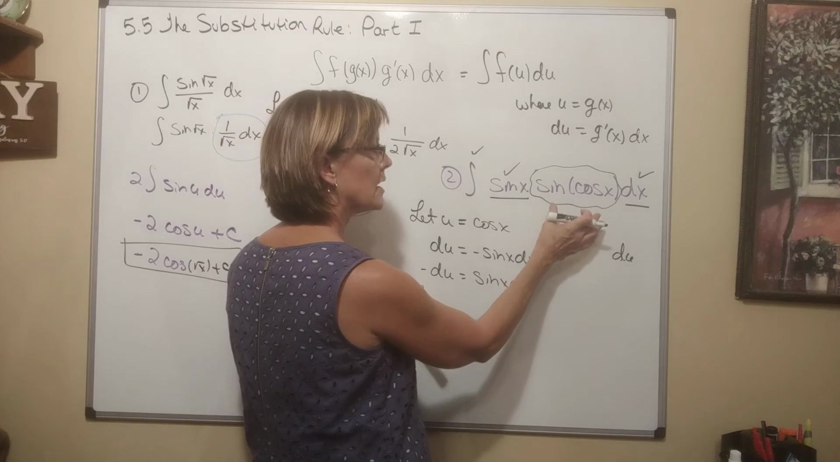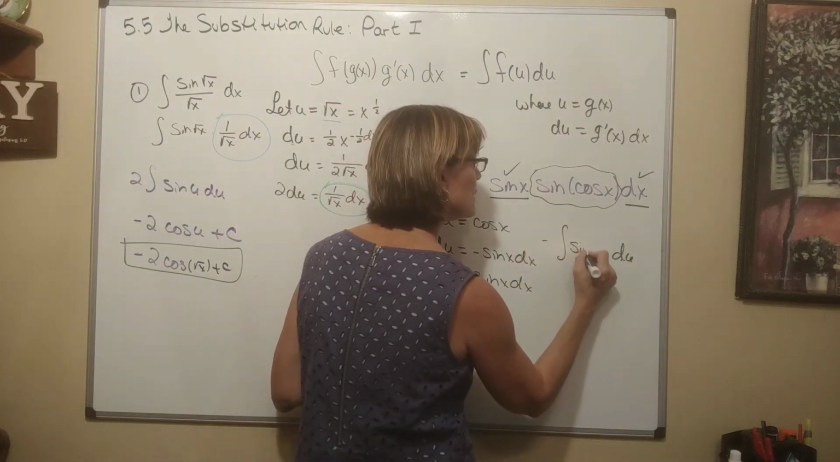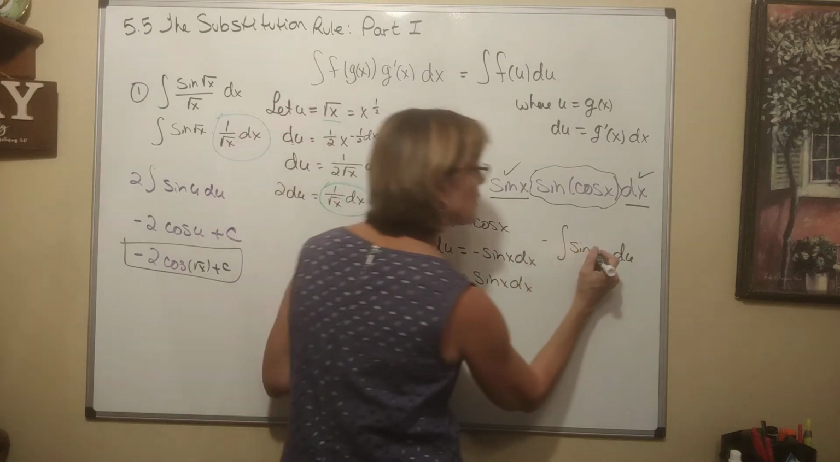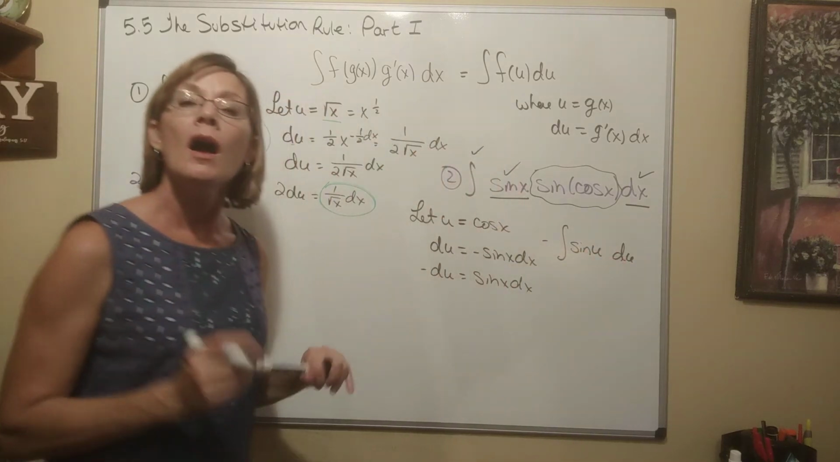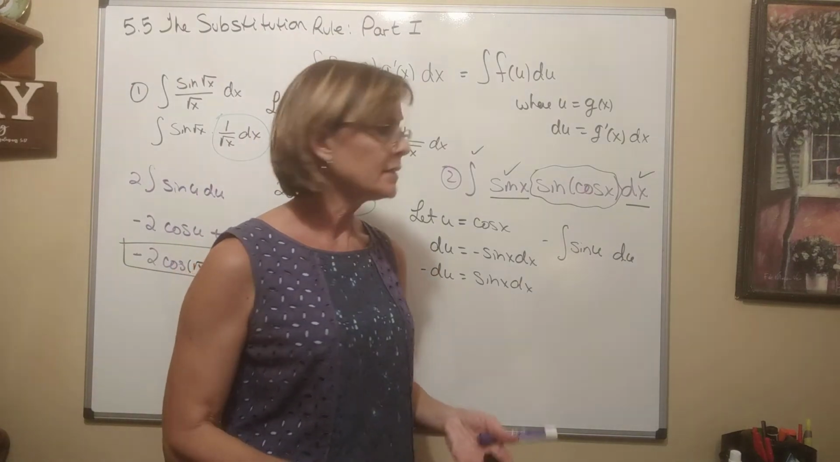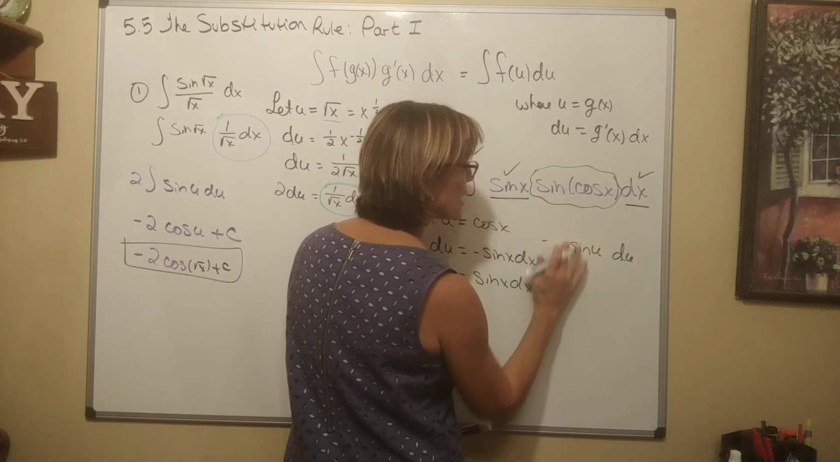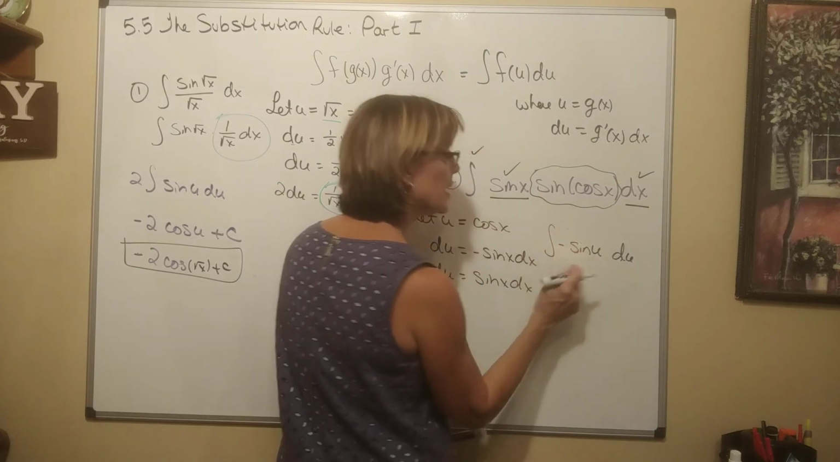What's left to rewrite is this function, the sine of the cosine of x. So I let u be the cosine of x, so it's the sine of u. What can I take the derivative of and get sine x? Or even in this case, it's helpful to think of this as negative sine x.